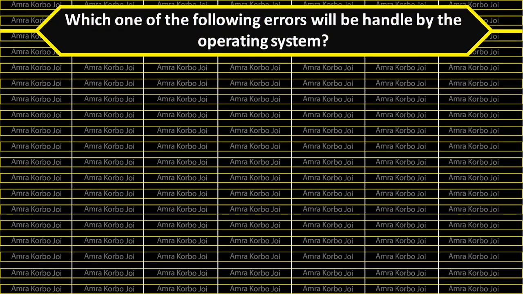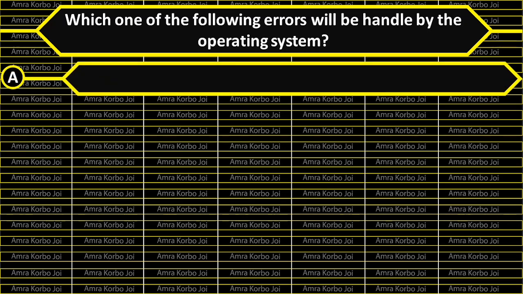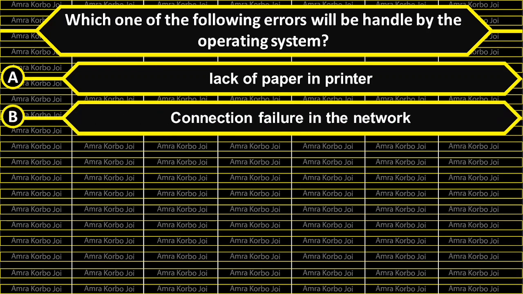Which one of the following errors will be handled by the operating system? Option A, lack of paper in printer. Option B, connecting failure in the network.